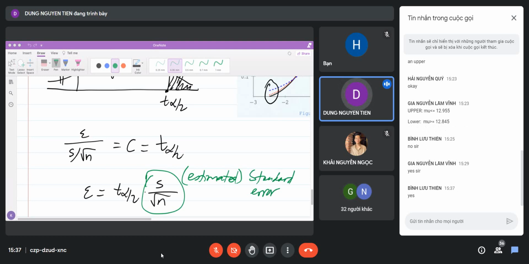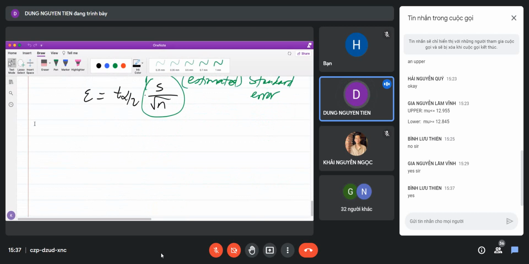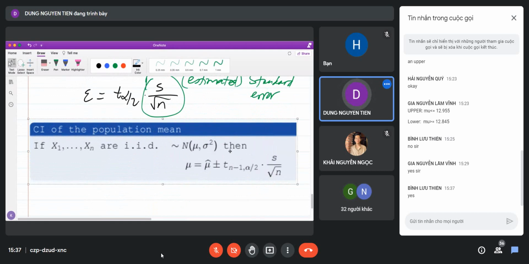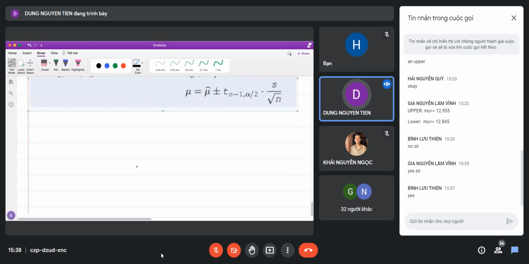This is just for your information, which summarizes what I just mentioned. If the xi are independent and follow the same normal distribution with mean mu and the same variance sigma square, then mu equals mu hat plus or minus t alpha over 2 times s over the square root of n, where mu is the population mean, mu hat is the sample mean, t alpha over 2 is the value you can obtain from the table, s is the sample standard deviation, and n is the sample size. Does that make sense to everybody? If you understand that, let's try this example.